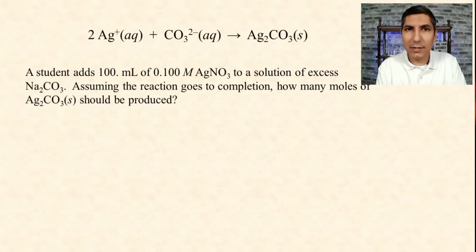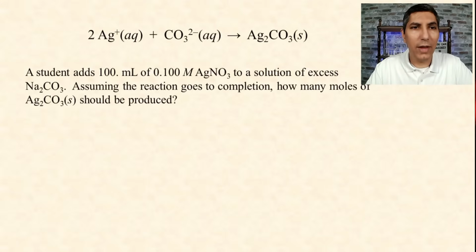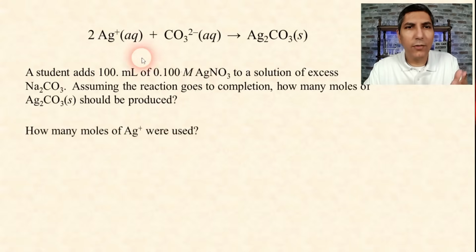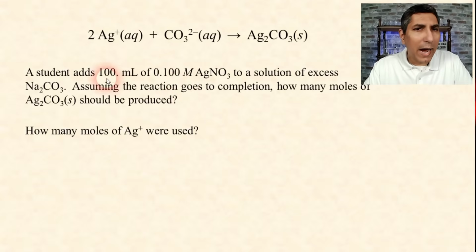So in this problem, it's the same equation, but this time it says a student adds 100 milliliters of 0.100 molar silver nitrate to a solution of excess sodium carbonate. Assuming the reaction goes to completion, how many moles of silver carbonate should be produced? So the first thing I want to do is figure out how many moles of the silver ions we used. Because the problem gives me enough information to figure that out.